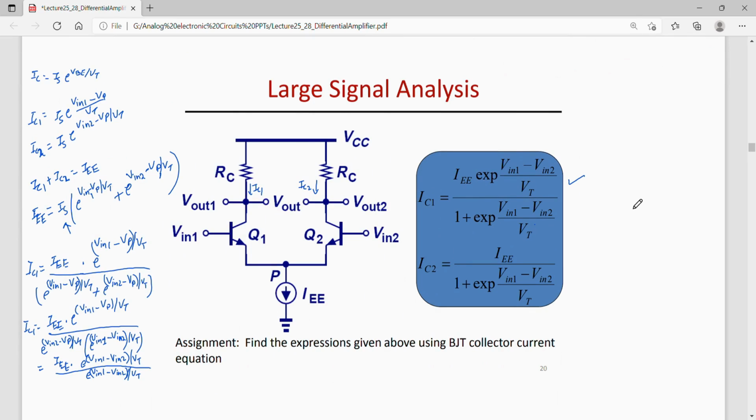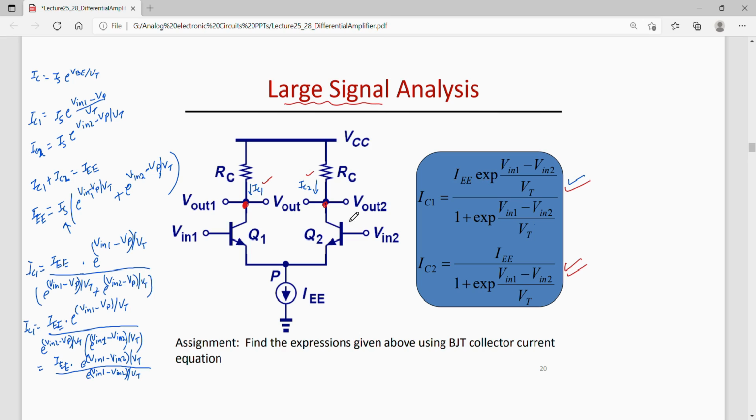Now similar to the small signal analysis, one can also do the large signal analysis, that is DC analysis. DC or large signal analysis can be done. For DC analysis, one can obtain these two equations, IC1 and IC2. So how to obtain these two equations? Let us assume that IC1 is flowing through Q1 and through Q2 it is IC2. Vout1 is present at the output of Q1, and at the collector of Q2 we have Vout2.